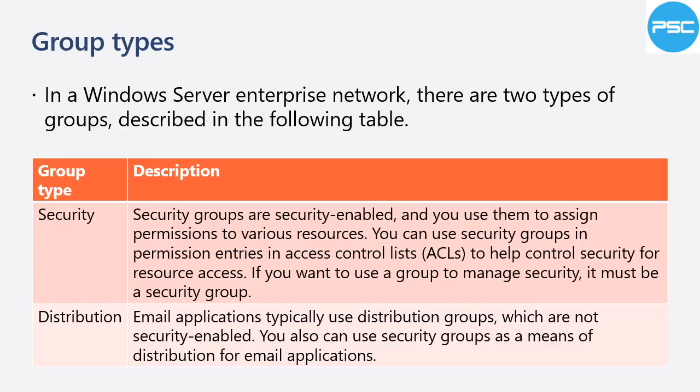Security groups are security enabled, and you use them to assign permissions to various resources. You can use security groups in permission entries in access control lists, ACLs, to help control security for resource access. If you want to use a group to manage security, it must be a security group. Distribution groups. Email applications typically use distribution groups, which are not security enabled. You also can use security groups as a means of distribution for email applications.